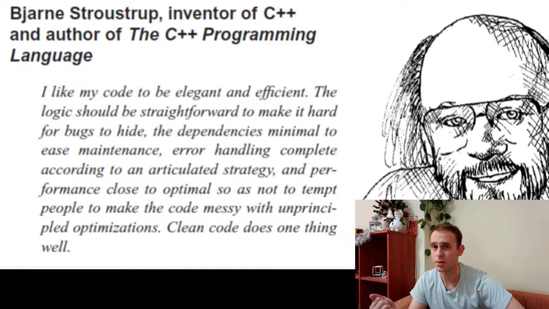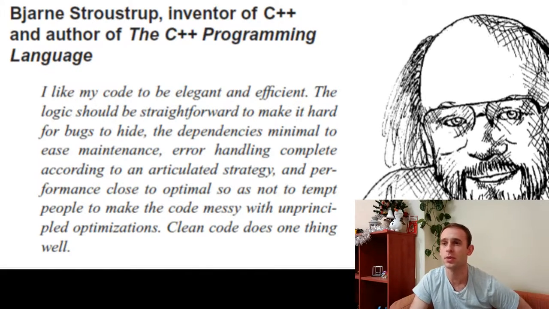Bjarne Stroustrup, I hope I said his name correctly, the inventor of C++, writes, "I like my code to be elegant and efficient. The logic should be straightforward to make it hard for bugs to hide. The dependencies minimal to ease maintenance, error handling complete according to an articulated strategy, and performance close to optimal so as not to tempt people to make the code messy with unprincipled optimizations. Clean code does one thing well." The last line is very, very important here. It does one thing well.